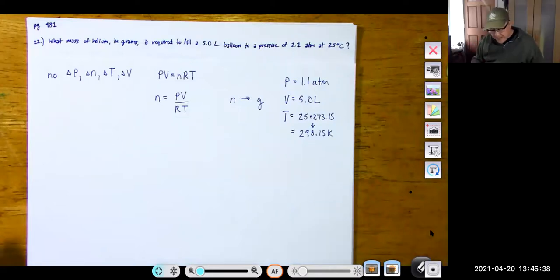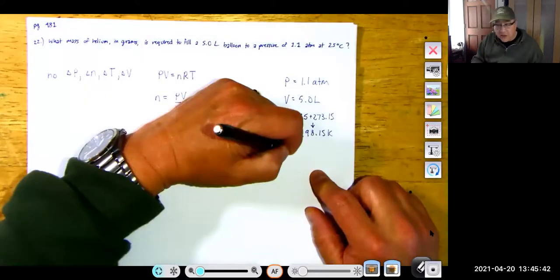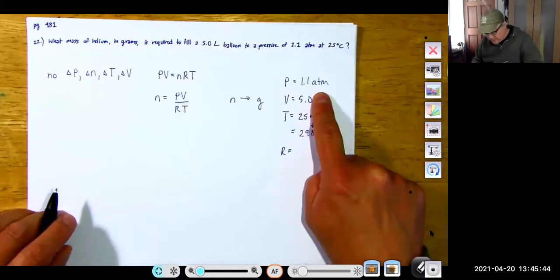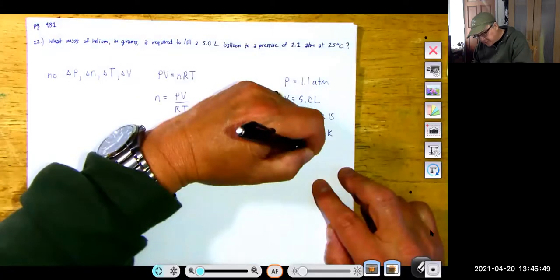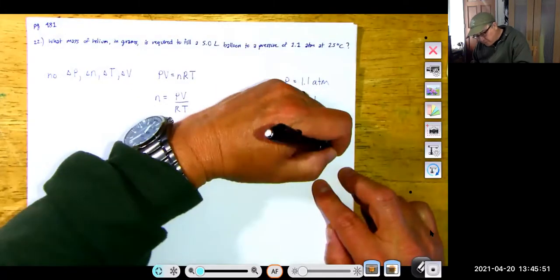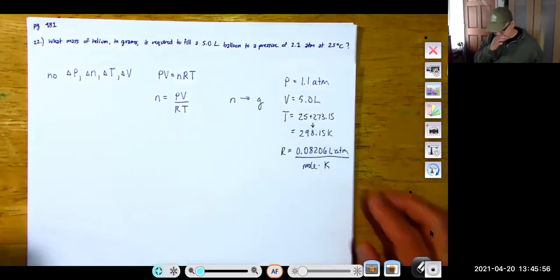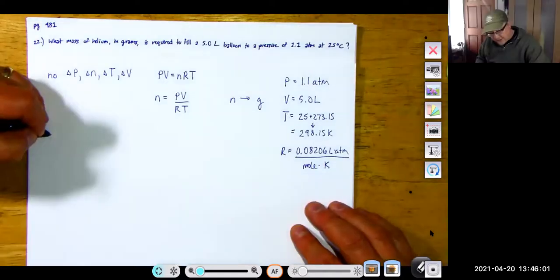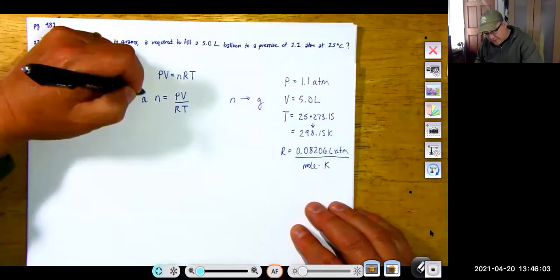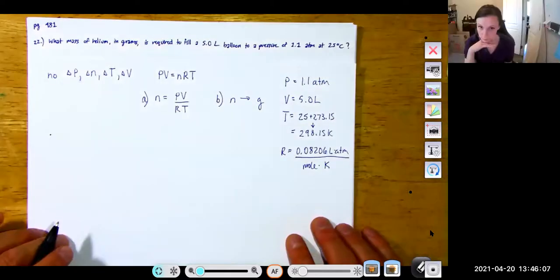Now, what am I going to use for R? I'm going to use the R that has the unit of atmospheres in it. So I'm going to use 0.08206 liters atmospheres per mole per K. All right. So again, my strategy is first calculate the moles and then calculate the grams. Fair enough? Okay.